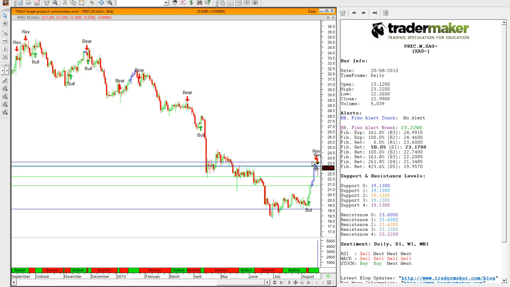Okay, but when this happens, the market, in my experience, will generally look to retrace, and it will look to hit key Fibonacci levels.